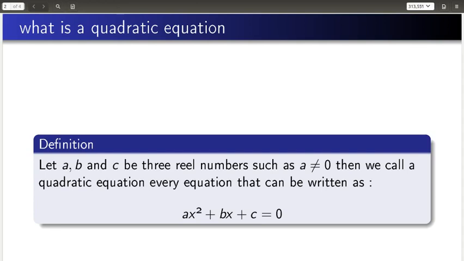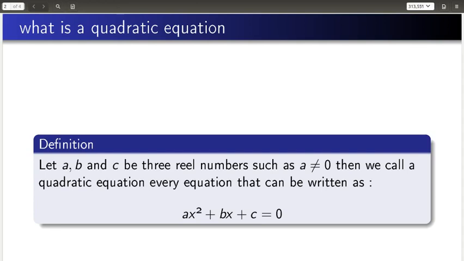So a quadratic equation is any equation that can be written as ax squared plus bx plus c equal to 0, where a is a real number different from 0. The case where a is equal to 0 is not very important, because it is just a first order linear equation that can be solved easily without any problem.